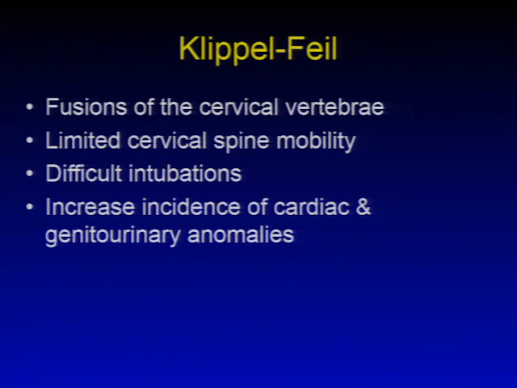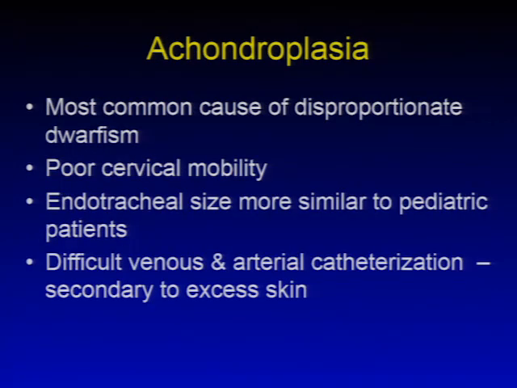Klippel-Feil involves fusion of the cervical vertebrae, which results in limited cervical spine mobility and difficult intubation and airway management. There is also an increased incidence of cardiac and genitourinary abnormalities. Achondroplasia is the most common cause of disproportionate dwarfism. Poor cervical mobility also requires an endotracheal tube size more similar to that for pediatric patients. Difficult venous and arterial cannulation secondary to excess skin has been noted.